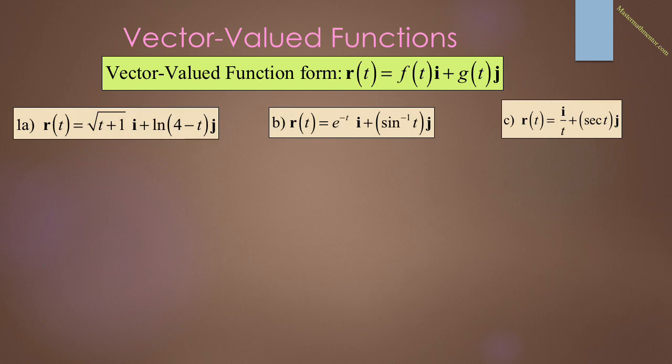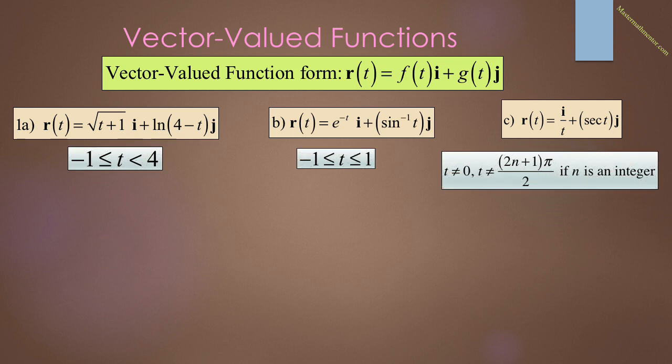In problem 1, you are given three vector-valued functions, and you are to find the domain of each function. In A, we know that the square root of t plus 1 has to be non-negative, so t must be greater than or equal to negative 1. We also know that 4 minus t must be positive, so that means t is less than 4. So the domain of this vector-valued function is t greater than or equal to negative 1, less than 4.